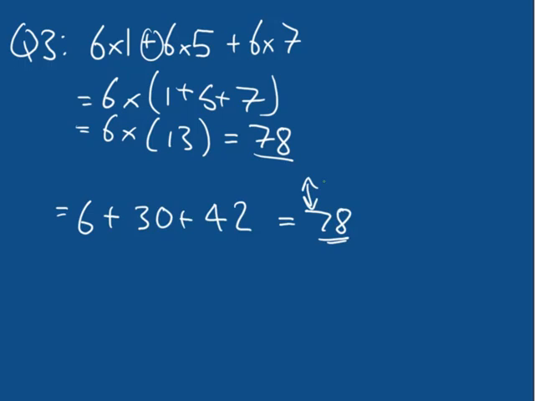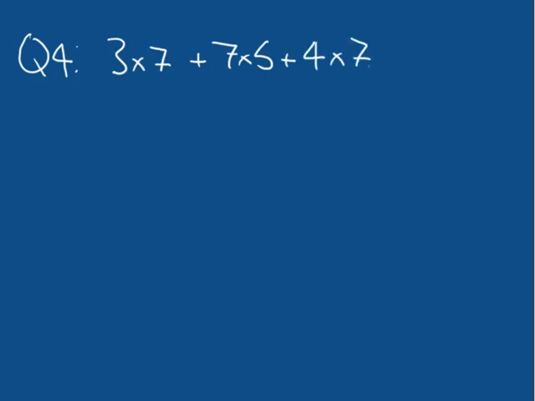So there's a very simple example of factorizing. Let's try a slightly more complicated example. So as I scroll down, question 4. Okay, so I'd like you again to factorize. In this case, I'd like you to factorize 3 times 7 plus 7 times 5 plus 4 times 7. And once you factorize this, I'd like you to evaluate the expression you get and compare that to this original expression. So evaluate both of them and make sure you're getting the same answer. So go ahead and pause the video, and when you come back, we will work through this answer.